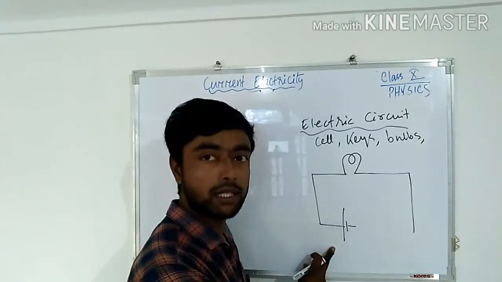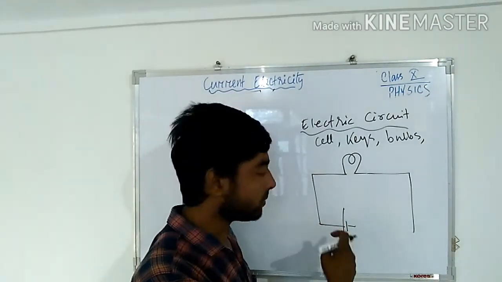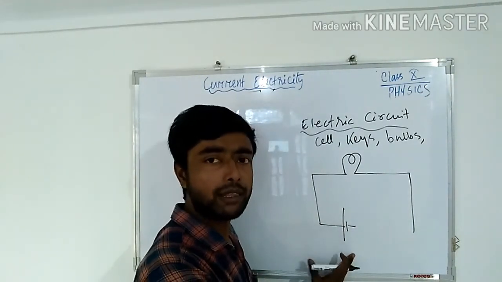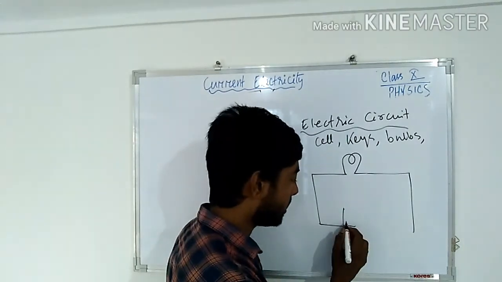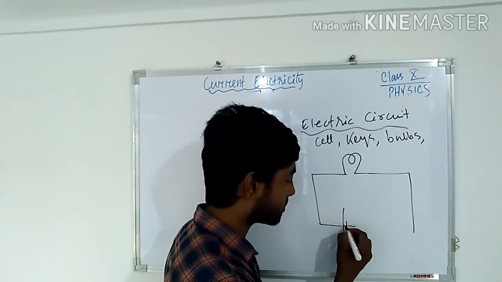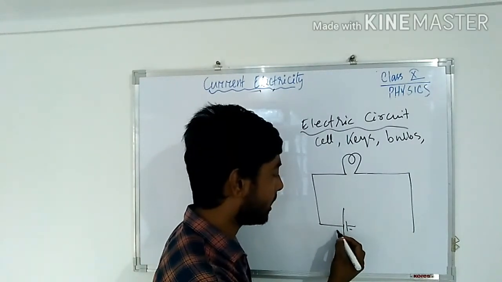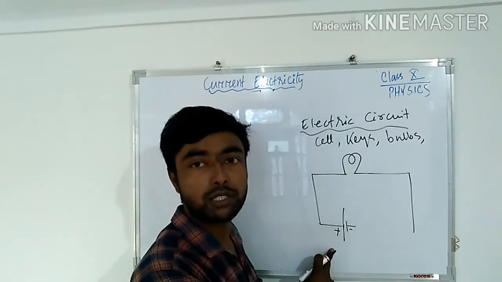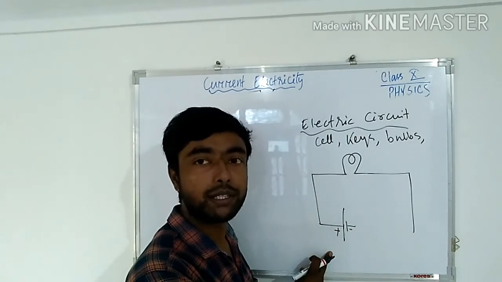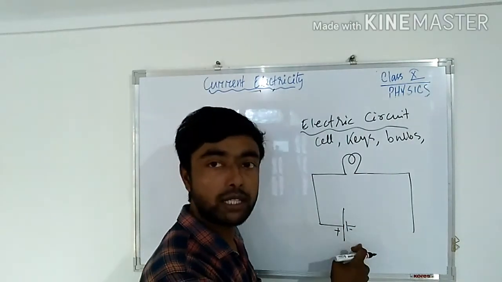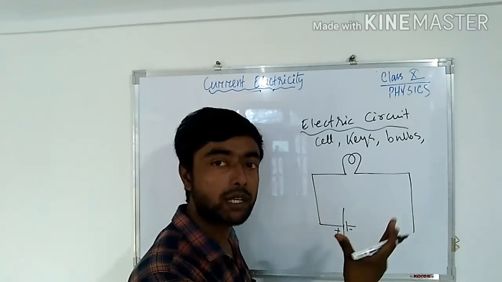Cell is written by this one longer line with a smaller line, that is known as cell, where I will explain in the next video. I will explain where smaller is shown by negative and this is positive. I will show you what is negative, positive, what that polarity is, why it is positive, why it is negative, and what does it mean. I will explain in the next video.